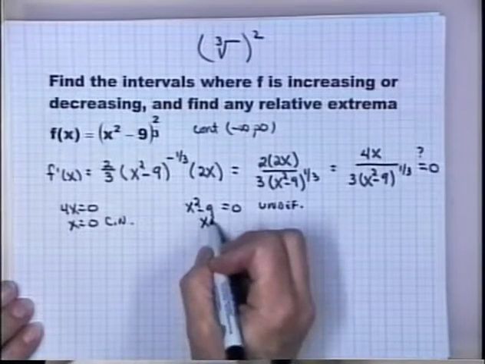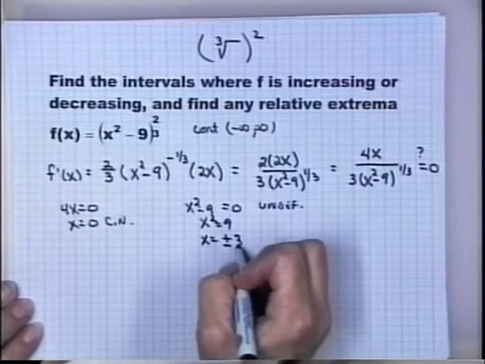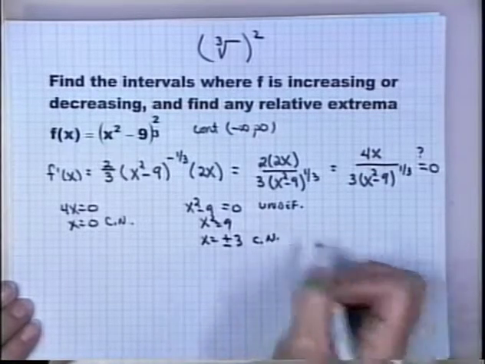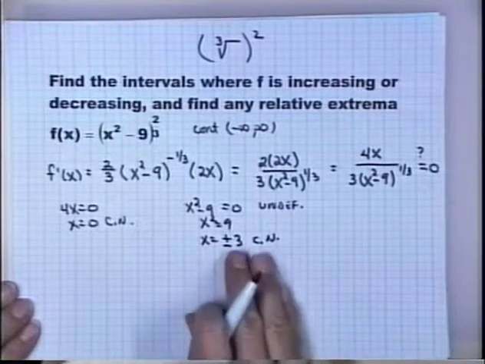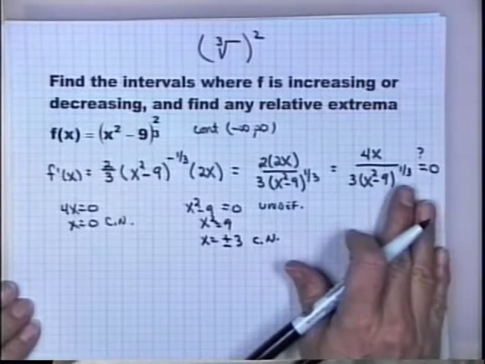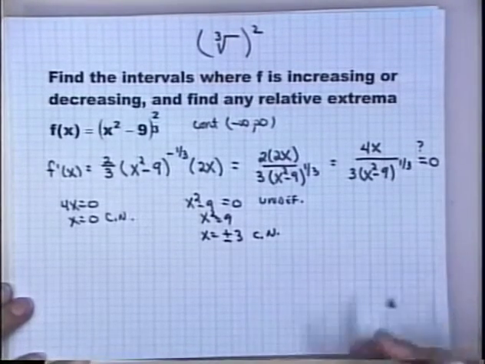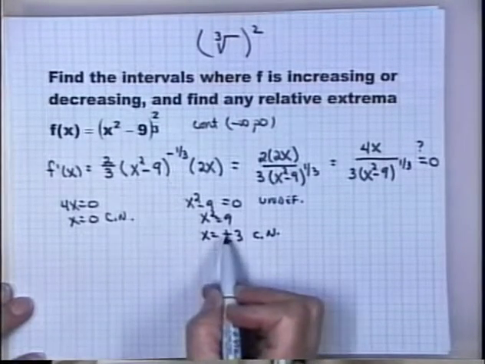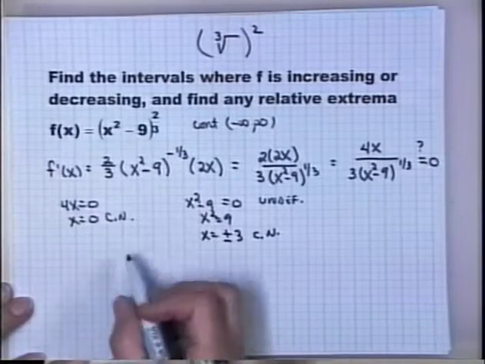So x squared would equal 9, which means x is plus or minus 3. These are also critical numbers. Now keep in mind, our original function is defined at these values, but our derivative is not. Okay? Now, we have critical numbers of 0, positive 3, and negative 3. Again, kind of think mentally on a number line.